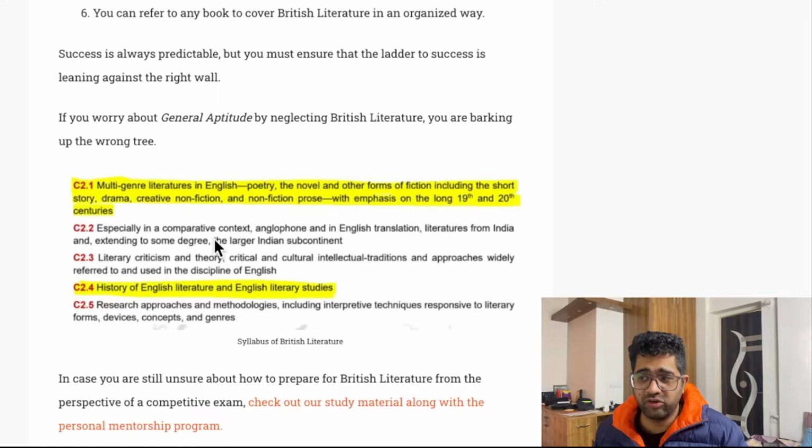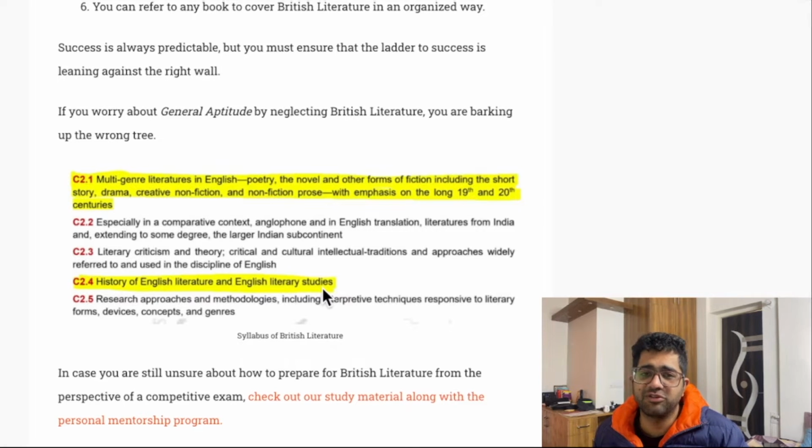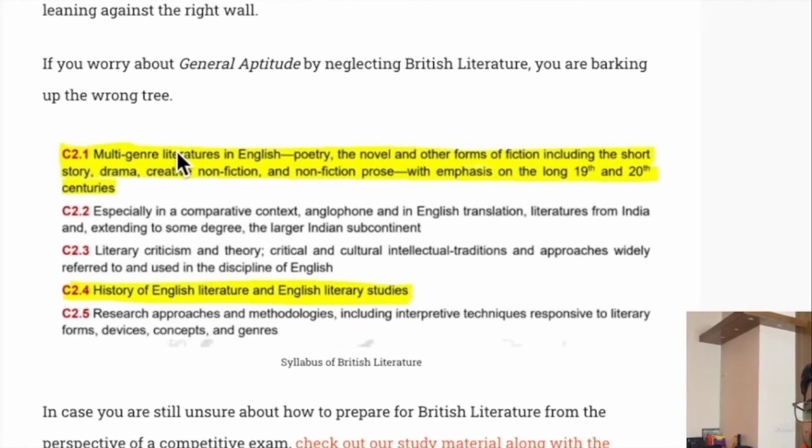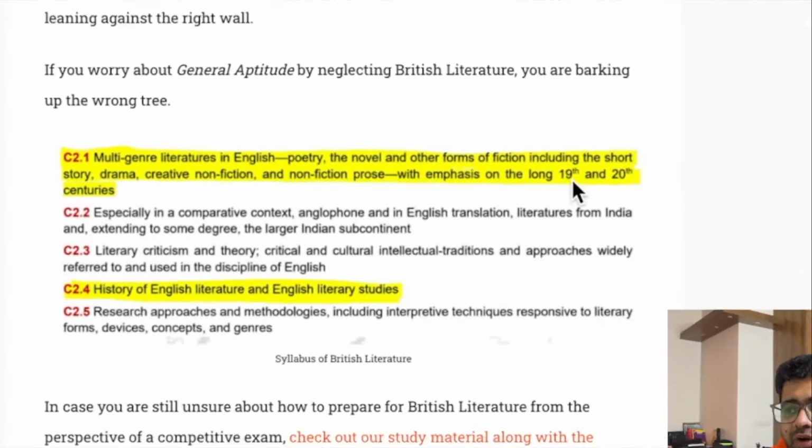Particularly talking about English literature, remember this: history of English literature and English literary studies. The whole 1 unit in the syllabus is dedicated to British literature. Here we have English poetry, novels, non-fiction, fiction, essays, drama, stories. Everything is covered here, particularly the 19th and 20th century. Yes, you have to focus on the 19th and 20th century. Your emphasis must be on these 2 centuries.